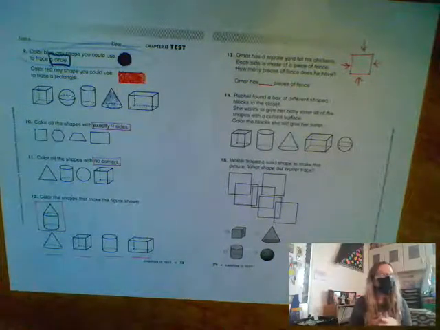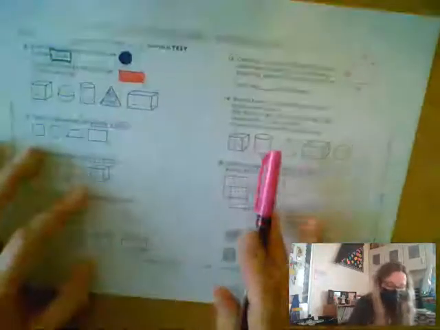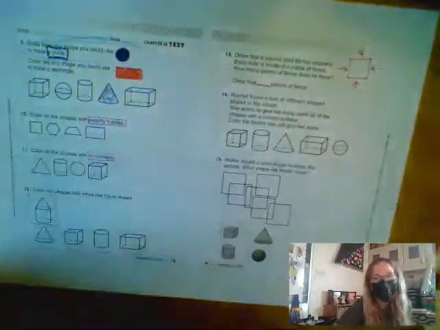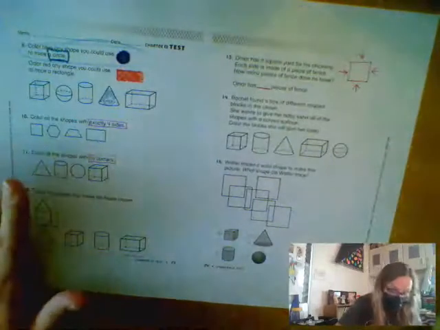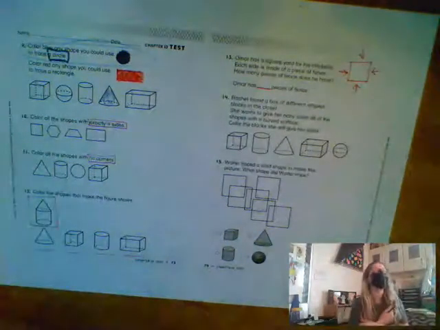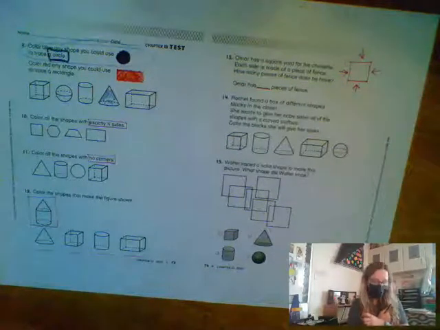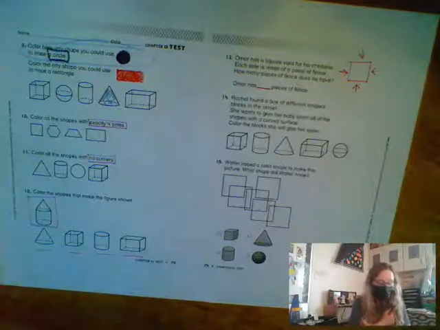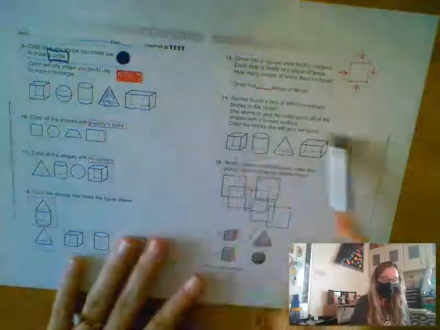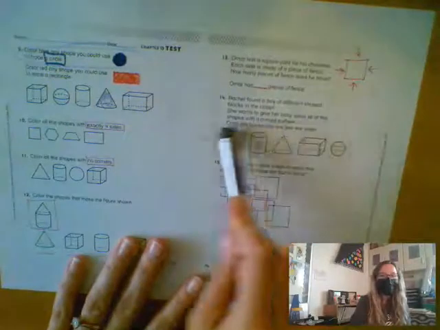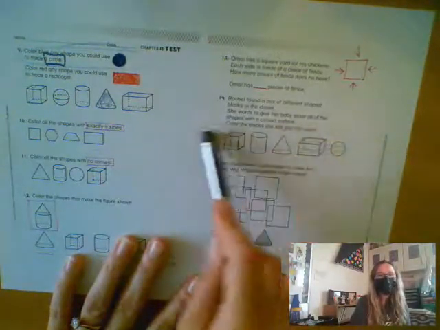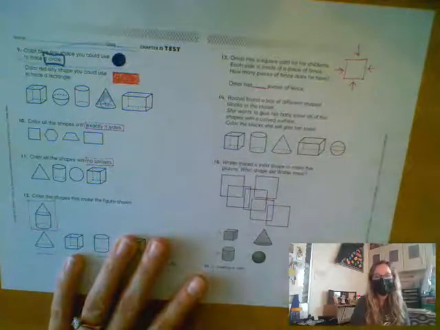Now we're talking about Emma's mom. It says Rachel found a box of different shaped blocks in the closet. She wants to give her baby sister all of the shapes with a curved surface. So color the blocks that she will give her sister. Any shape that has a curved surface of these shapes. If it has a curve, color it for Rachel's baby sister.